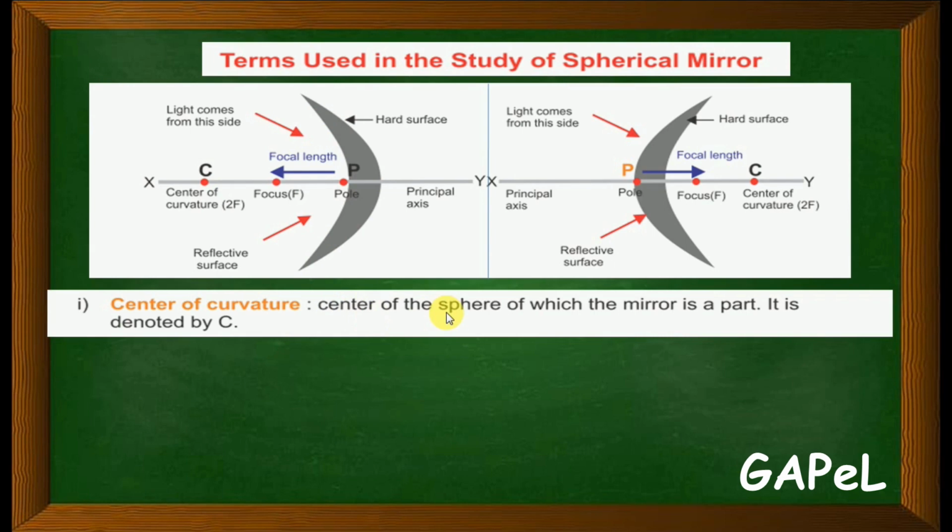So the center of the sphere. The best example of a hollow sphere is a ball. Your cricket or tennis ball. If you cut 20% of a tennis ball, you get a small part, and that will be a concave mirror. The part will be the reflecting surface, and below the yellow colored part is your hard surface. Best example.